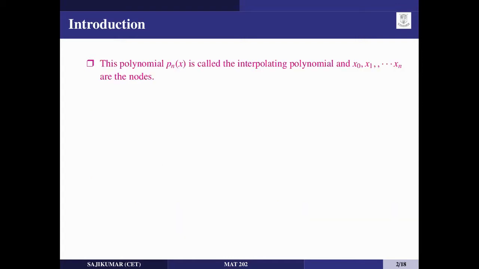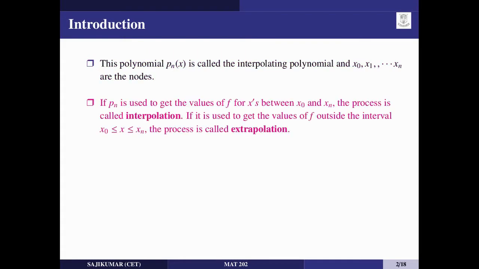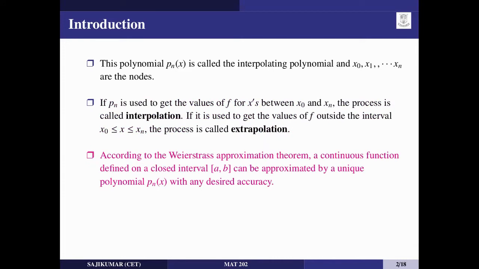This polynomial Pn(x) is called the interpolating polynomial and x0, x1, etc., xn are called the nodes. If Pn is used to get the values of f for x's between x0 and xn, the process is called interpolation. If it is used to get the values of f outside the interval x0 less than or equal to x less than or equal to xn, the process is called extrapolation.